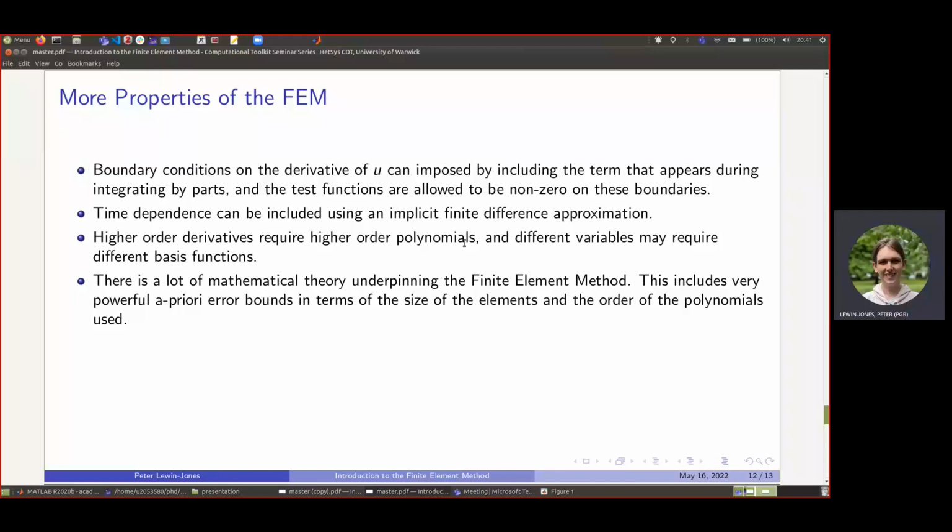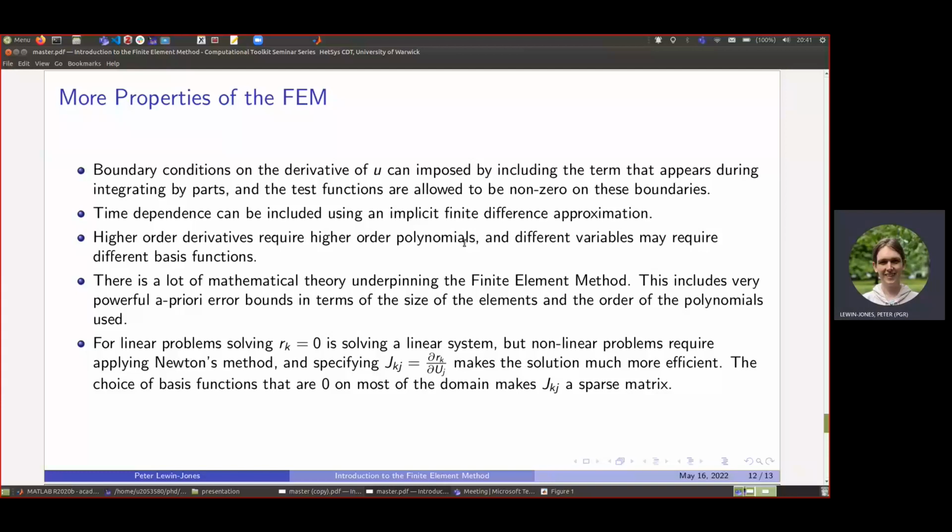In particular, a lot of these error estimates are a priori, so you can say before you've done the computation how much error your solution is going to have compared with the exact solution. And this can be quantified in terms of the size of the elements used and also the order of the polynomials that you're using at each point.